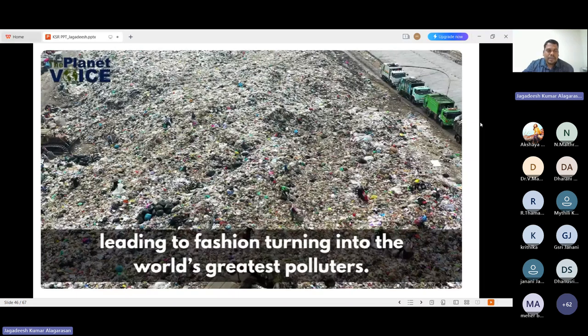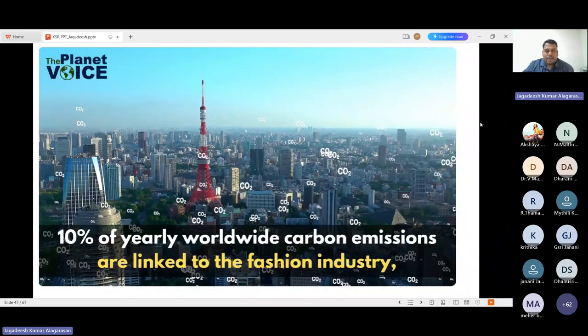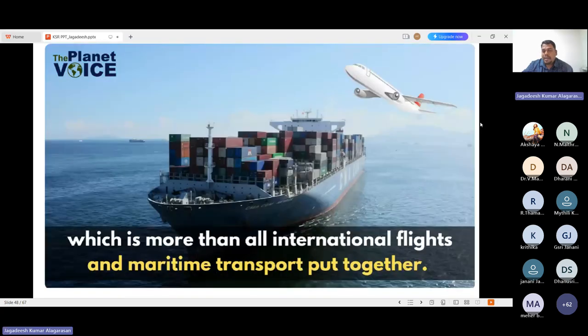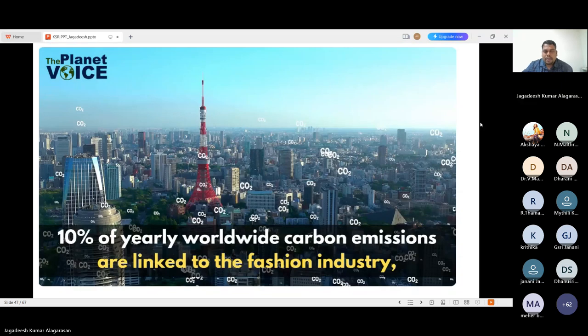I'm telling you about this. So 10% of yearly worldwide carbon emissions are linked to the fashion industry, which is more than all international flights and maritime transport put together. See, imagine the textile emissions.